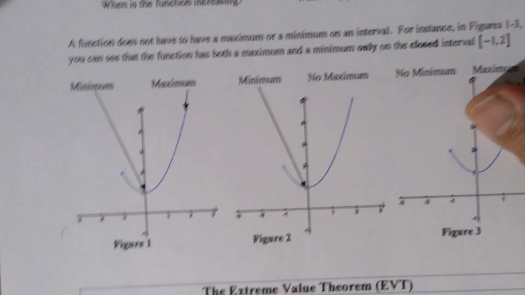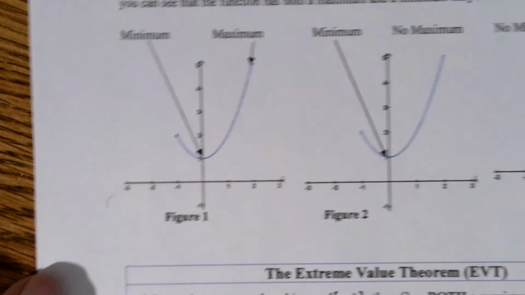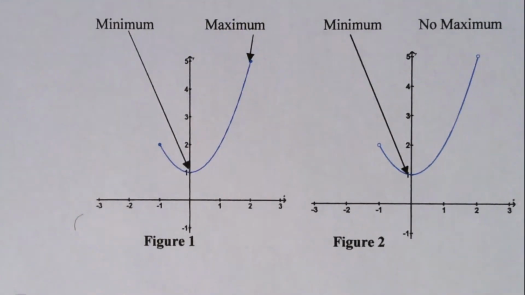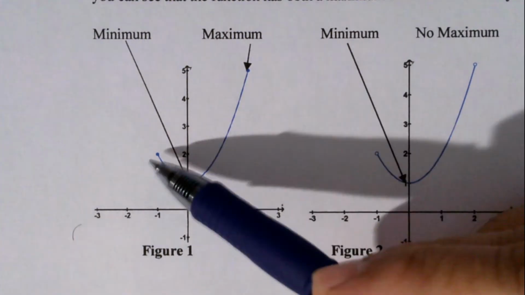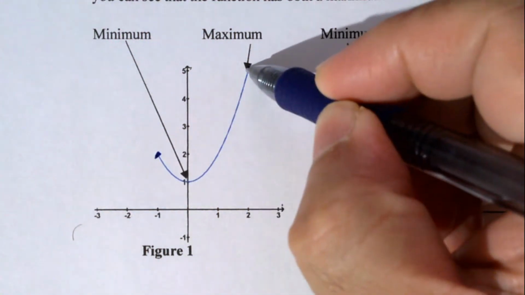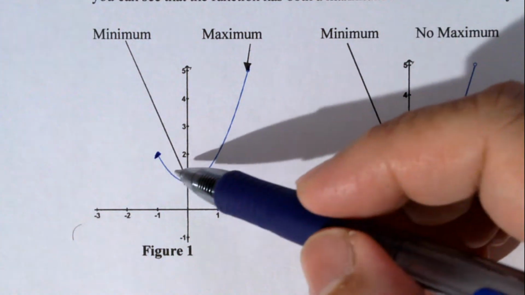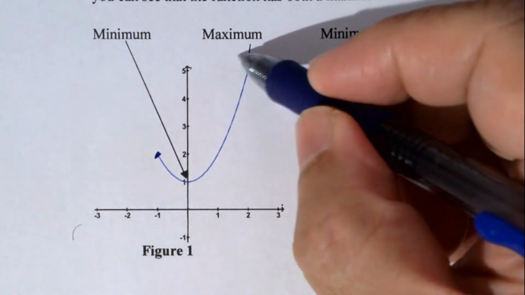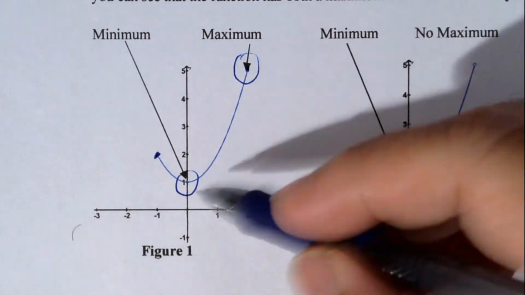Okay, so here we have an example. Let's zoom in a little bit. All right. So this is a closed interval, right? What I mean by closed is that it actually ends here and ends here. There's nothing weird going on. So there is a maximum value up here and a minimum value down here. So this one does have a maximum and minimum.